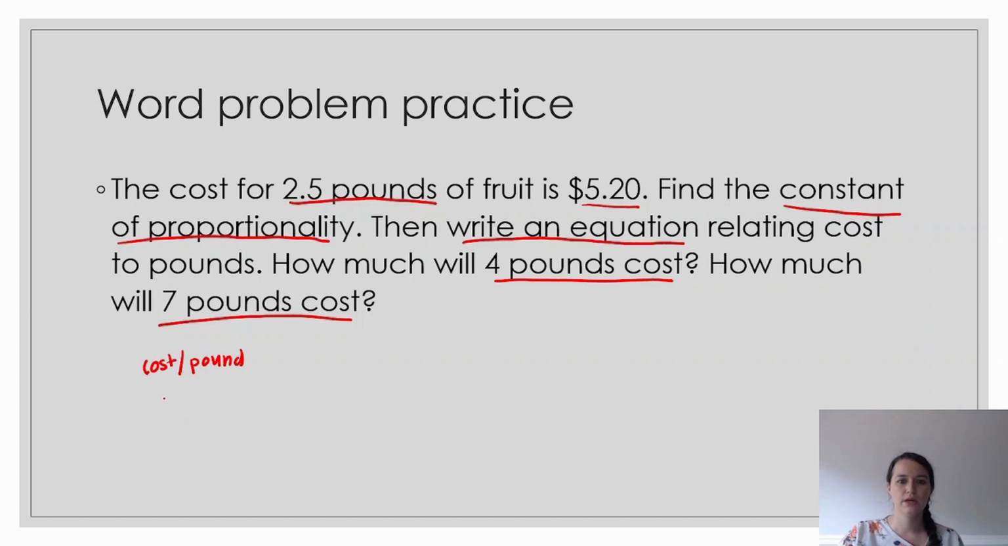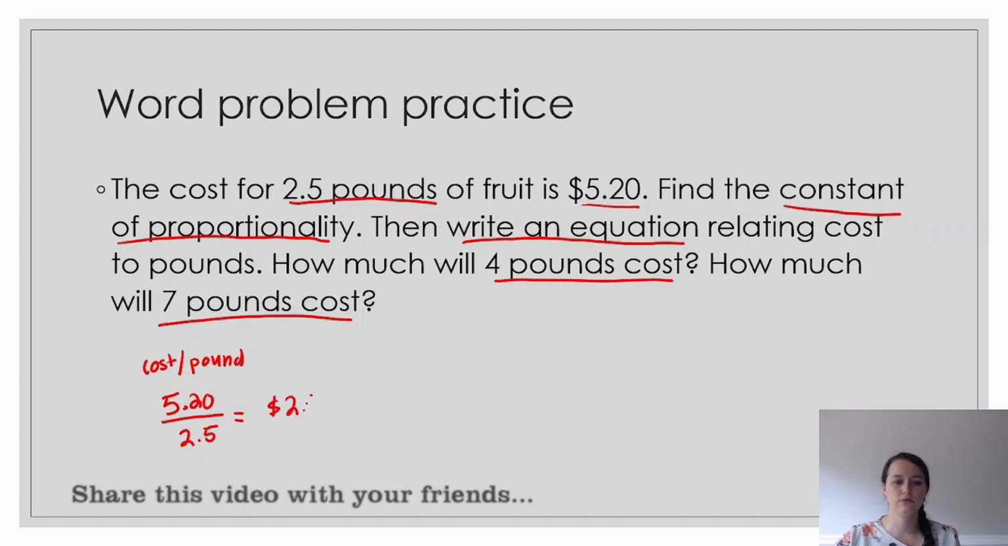So that's gonna be 5.20 divided, there's my per, by 2.5, because I'm paying $5.20 for 2.5 pounds of fruit. So 5.2 divided by 2.5, I get 2.08. So that's per 1 pound. So for 1 pound, that's going to be my amount.